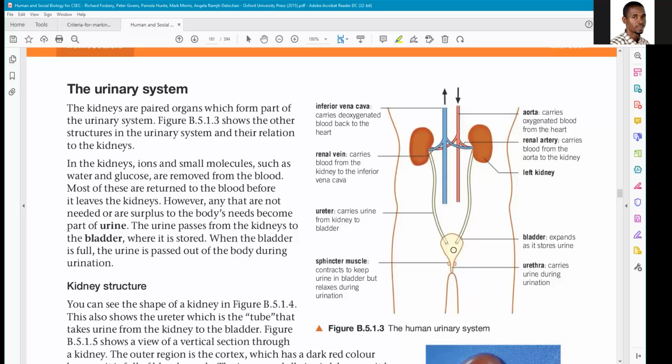So the urine passes from the kidneys to the bladder where it is stored. When the bladder is full, or whenever you feel like, the urine is passed out of the body during urination. And there's a kind of reaction in your body. Sometimes you drink water, you want to urinate. If you wanted to urinate before and somebody offers you a drink, take the drink and go with it. Don't drink at the same time. You're going to increase the chance of you wanting to pass urine.